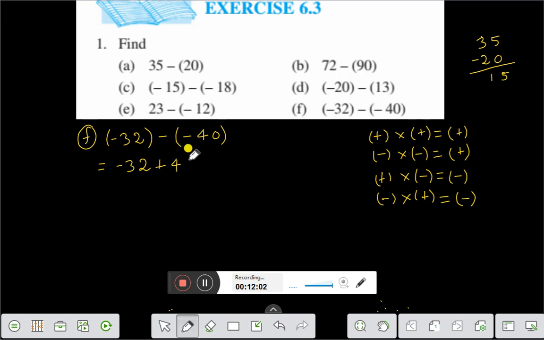Now you see one is minus and one is plus, that means you have to subtract the smaller number from the greater number. The greater number is 40, you subtract 32, that is 8. That means we are getting the number 8. Here this is minus, this is plus, which is the greater number? 40 is greater, therefore the sign will be plus. Plus 8 is the answer. This is the solution of this question.